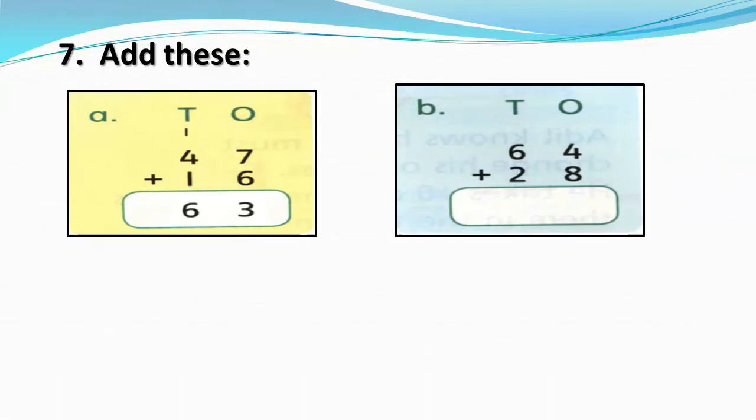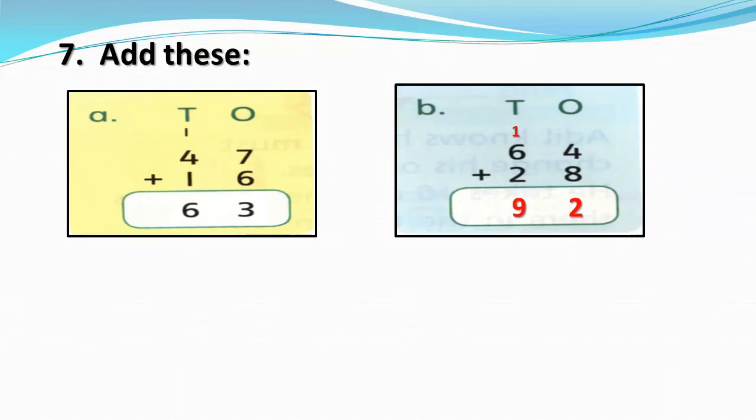Now add 28 to 64. 4 plus 8 equals 12. So we will write 2 ones and 1 ten will convert into tens. Now add tens. 1 plus 6 equals 7 and 7 plus 2 equals 9. So the answer is 92.